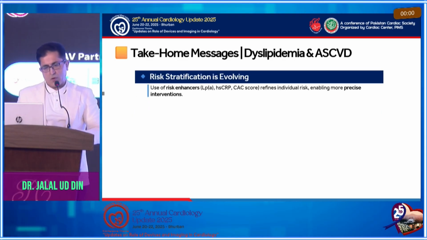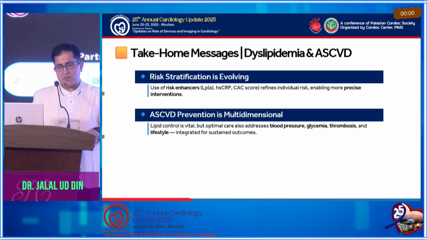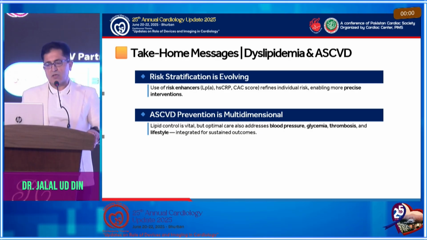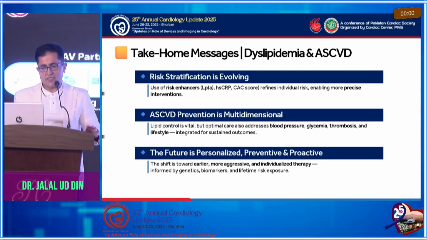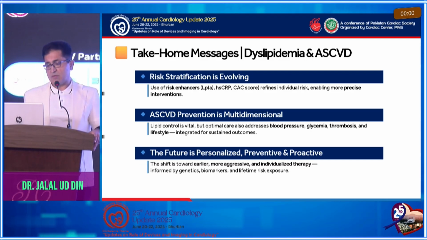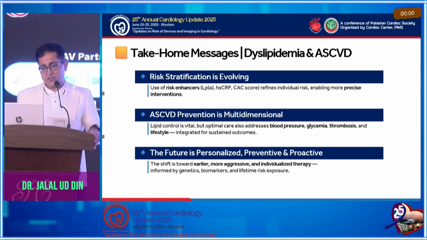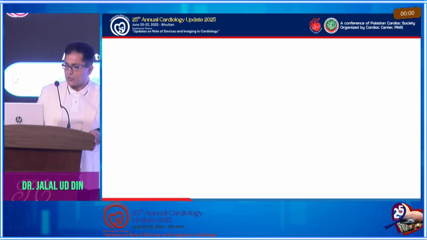So risk stratification is evolving. Use of risk enhancers, lipoprotein A, hsCRP, coronary artery calcium score often refines individual risk, enabling more precise interventions. In ASCVD prevention, multidimensional lipid control is vital, but optimal care also addresses blood pressure, glycemia, thrombosis, and lifestyle, integrated for sustained outcomes. The future is personalized. Our treatment needs to be personalized, preventive, and proactive. The shift is towards earlier, more aggressive, and individualized therapy informed by genetics, biomarkers, and lifetime risk exposure.